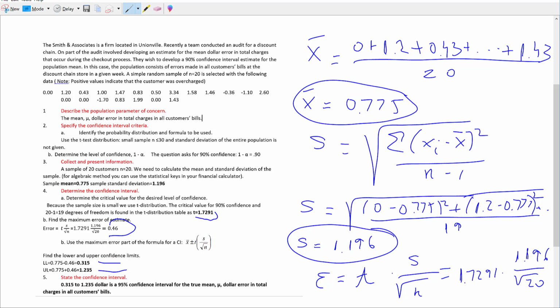1.23. So step 5 will be to state the confidence interval based on the lower and upper confidence limits that we just calculated. So we have $.315 to $1.24. It's a 90% confidence interval for the true mean dollar error in total charges in all customers' bills.